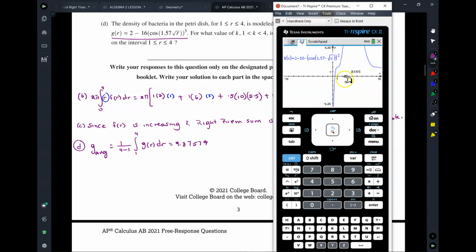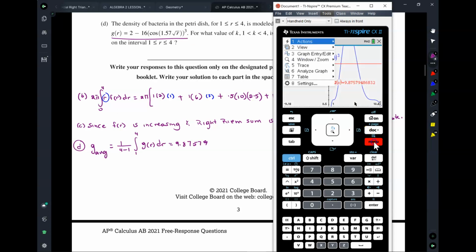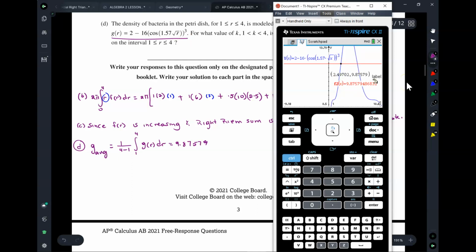I need to see. You can do a couple of things. You can go on any white portion of the grid, press the center button, grab it and drag down, and you can move the screen wherever you want. So there's where the graphs intersect. Menu, analyze graph, intersection. Oh, look, it's at 2.497.